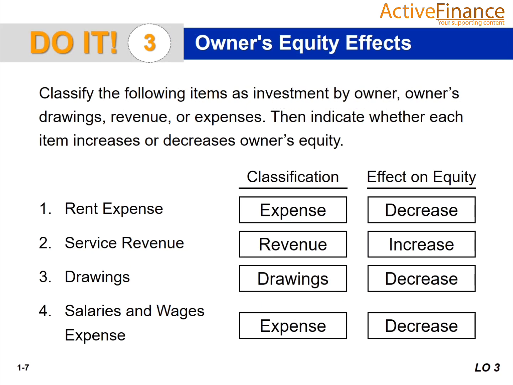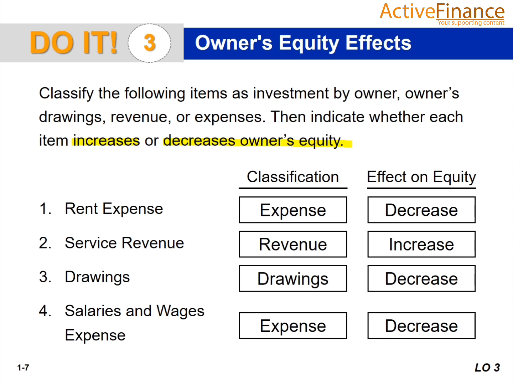Now we have covered the third learning objective. Now do it, to check whether we have learned appropriately. Classify the following items as investment by owners, owner's drawings, revenue or expenses, then indicate whether such items increase or decrease owner's equity.